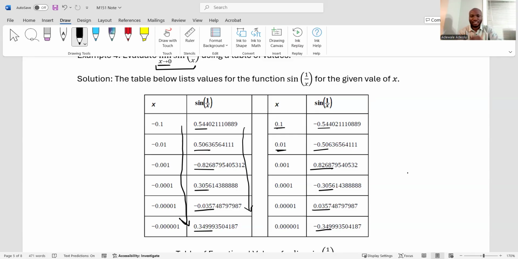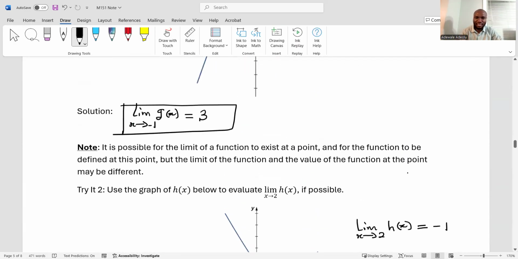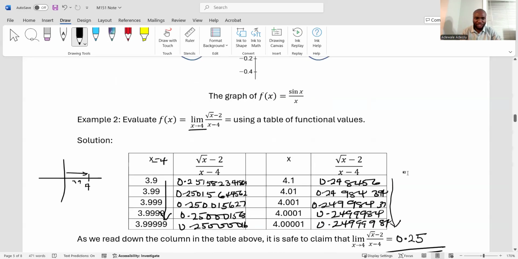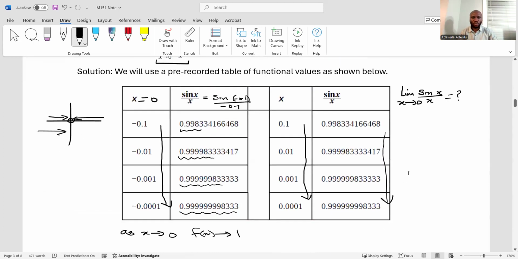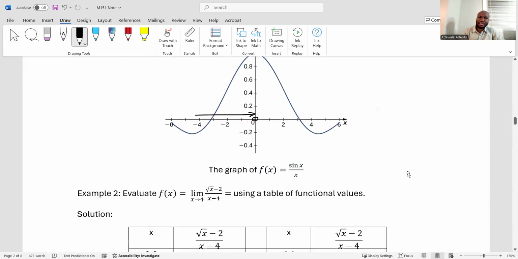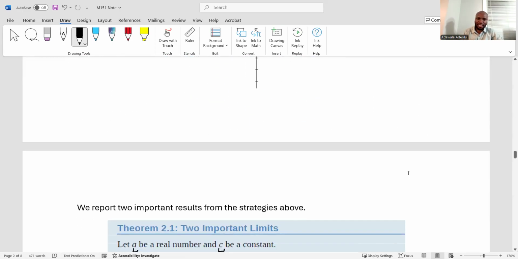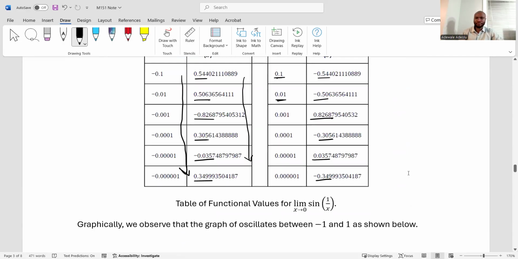We cannot find that single value like in the cases we had earlier. Where is our table? Here, we can see that on this side it is trying to get to a particular number. It's making an effort to get to 0.25. The same thing on this side. Also, on the previous table, we can see it is trying every time to get to 1, and also here to get to 1. And that is not what we have in this case.